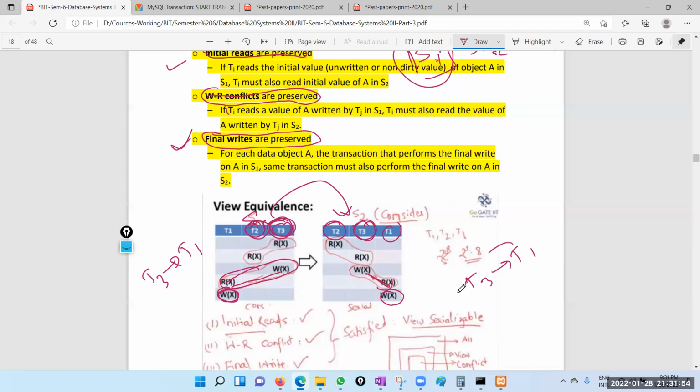So all three are satisfied. So therefore this is view equivalent to this, or we can say this is view equivalent to this.